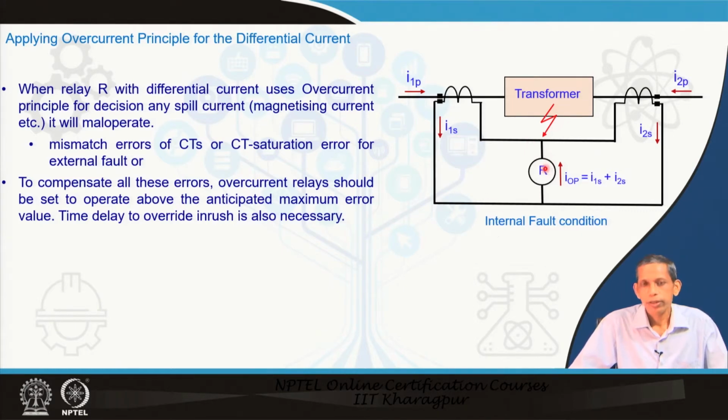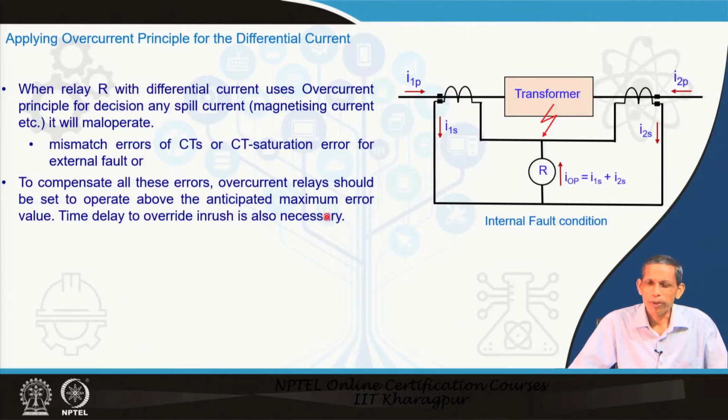So, therefore, the overcurrent relay will be unable to discriminate whether it is an internal fault or an external fault in those kinds of situations. Therefore, if we think about applying a simple overcurrent relay principle here, that may find limitation in overall performance while protecting a transformer.